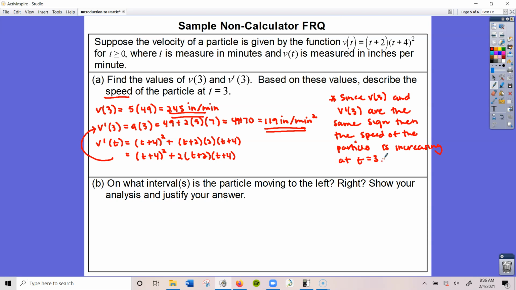Now for part B, on what interval is the particle moving to the left, to the right? Show your analysis and justify your answer. So particles move to the left and right based on the sign of the velocity function. So essentially, we already are given the first derivative. We just need to find those critical numbers. And based on these factors here, my critical numbers are t is equal to -2 and -4.